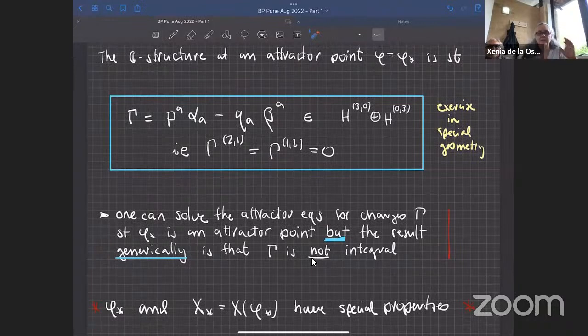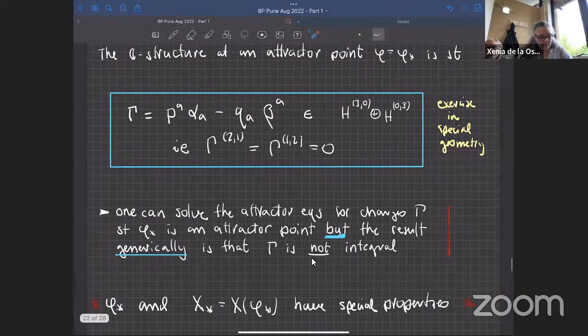One can make an intuitive argument, I suppose, if you know a lot of special geometry, but we won't. So this is what you have. This is a very nice condition on the integral homology.